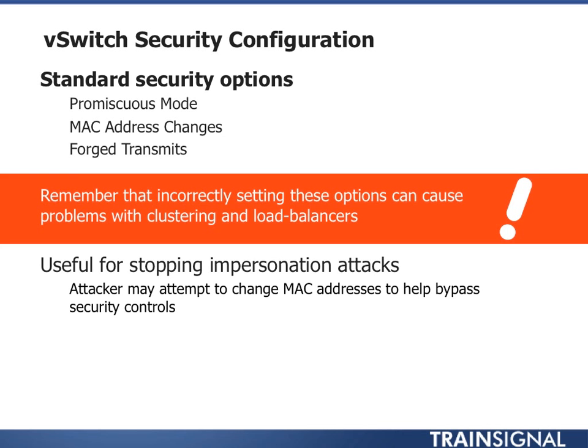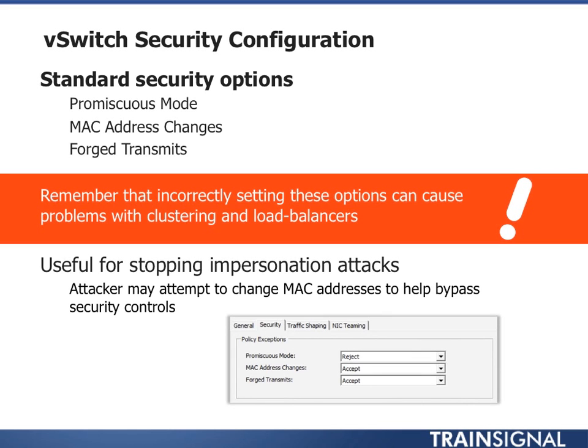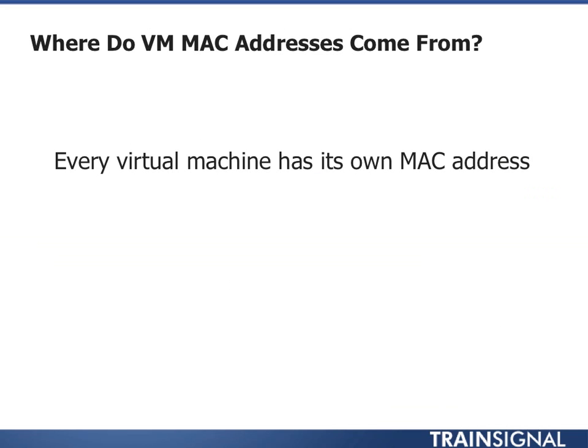They can be useful for stopping impersonation attacks, things like changing MAC addresses to help bypass security controls. By default, I would suggest setting these all to reject, again, unless you have a specific reason. And if you do, I would create a different port group, even on the same VLAN, and only attach the VMs to it that need these options to be allowed. So I wouldn't do it on like the server port group. I would create a port group just for that. And here's a quick little screenshot. We'll see it again in the lab in just a minute.